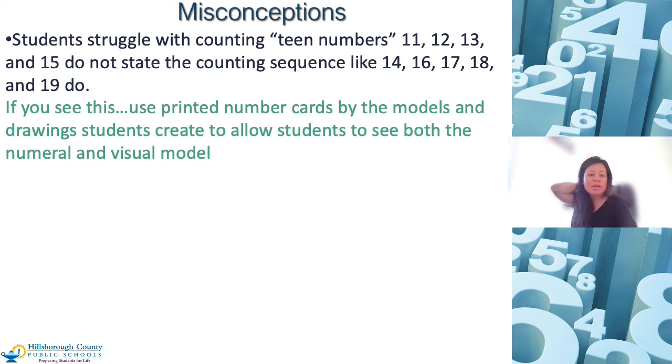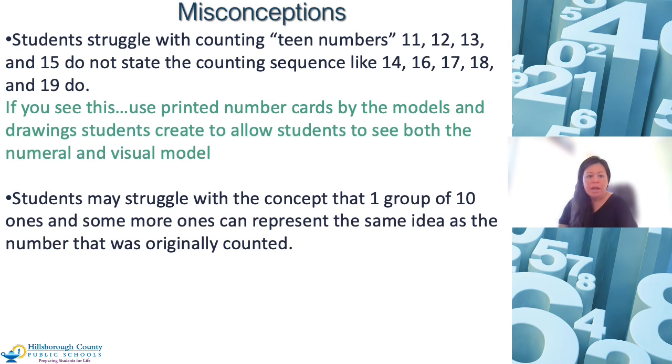You can also use printed number cards by the models and drawings students create to let them see both the numeral and the visual model together, and that will start to help them with that. And we know it takes a little while for them to get those naughty teen numbers down. Students may also struggle with the concept that one group of 10 ones and some more ones can represent the same idea as the number that was originally counted. So thinking about all the different ways we saw the number 17, they might struggle to say 1 ten and 7 ones left over. And again, it's okay.